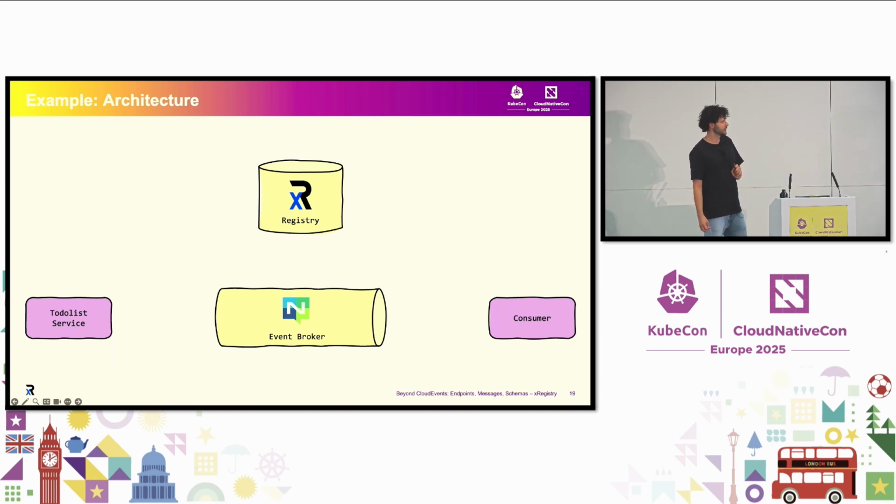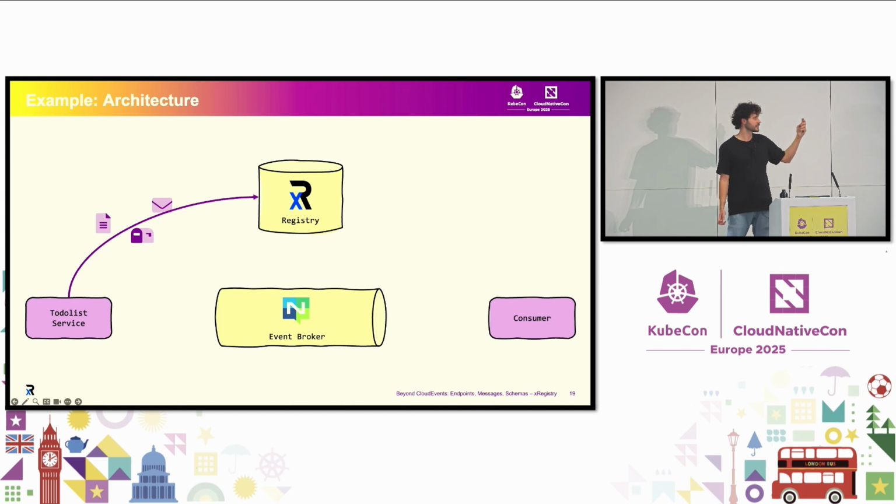We have a to-do list service on the left. Then an event broker where these events are emitted to, and a consumer that could consume that. And what we have up top is a registry that is implementing the XRegistry specification. So this could be the reference implementation or any other registry that decides to implement that specification and comply with it. Now, the very first thing the to-do list service would do is it would create these entities, so the envelope, the schema, the message, and the endpoint.